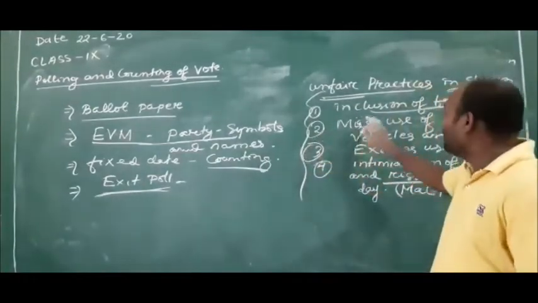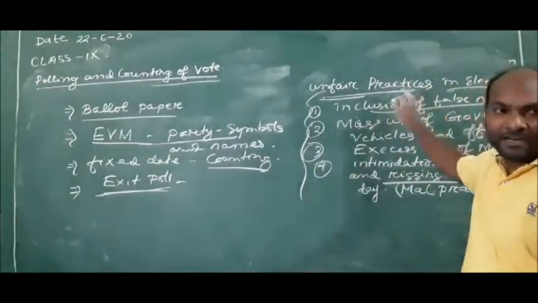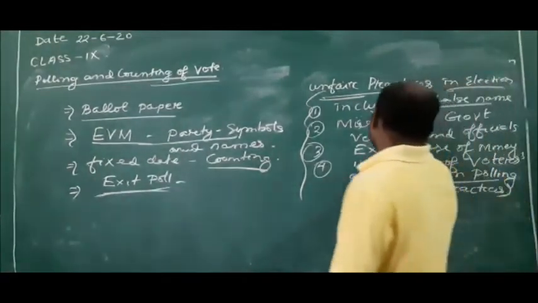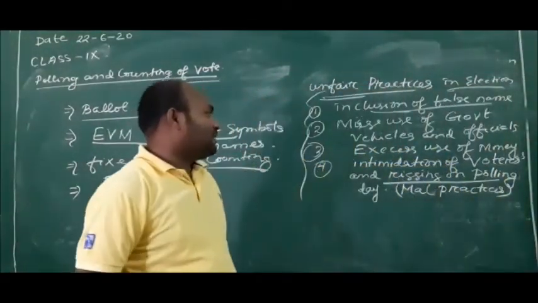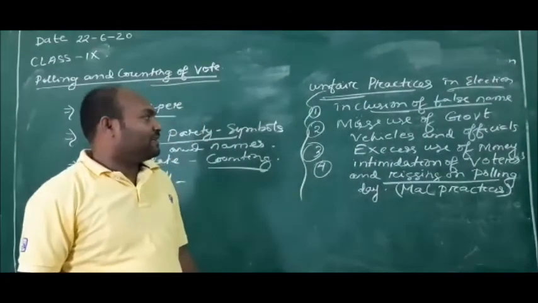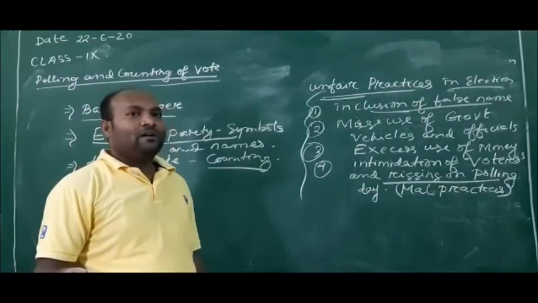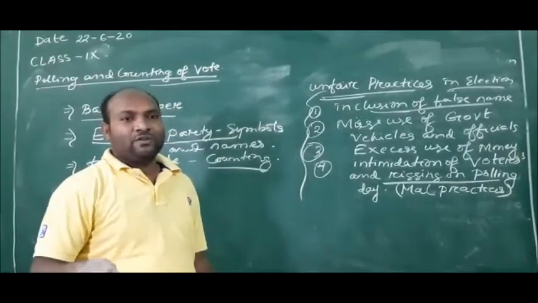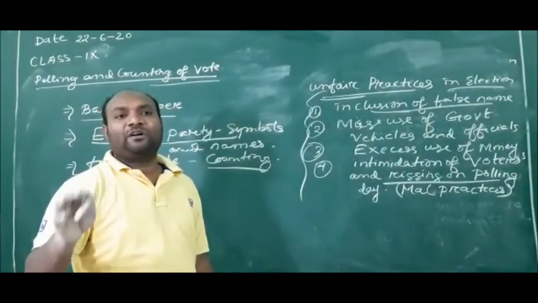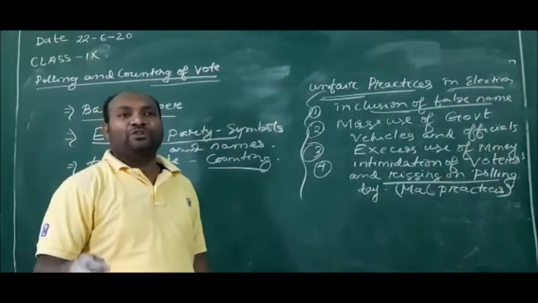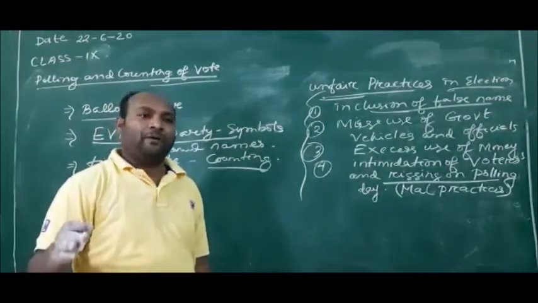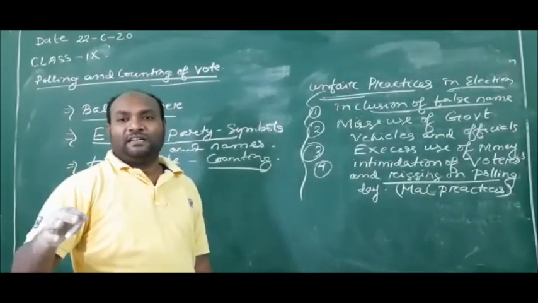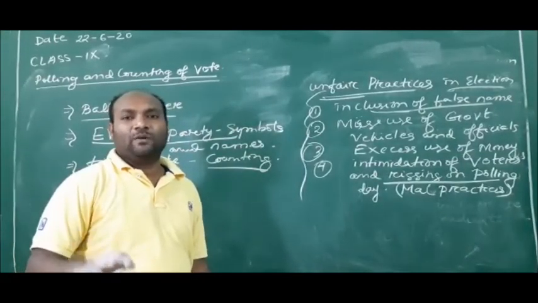At the same time, we see the unfair practices which happen during elections, which I have already told you about: including false names, misusing government resources, misusing excessive money, and rigging activities. If we want to be a true democratic society, then we need to conduct elections in a proper way. If we are doing elections in the wrong ways, then it does not refer to a proper democratic society.